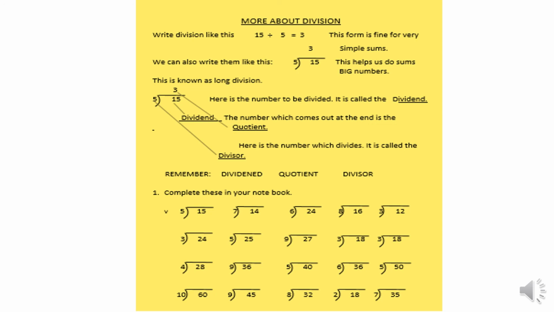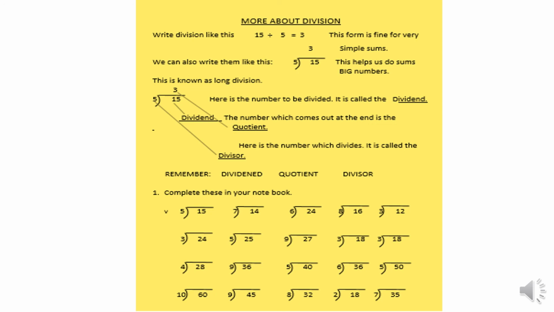Then is 14 divided by 7. 7 ones are 7, 7 twos are 14. The quotient will be 2. Then is 24 divided by 6. So you'll say the table of 6. 6 ones are 6, 6 twos are 12, 6 threes are 18 and 6 fours are 24. So the quotient will be 4.